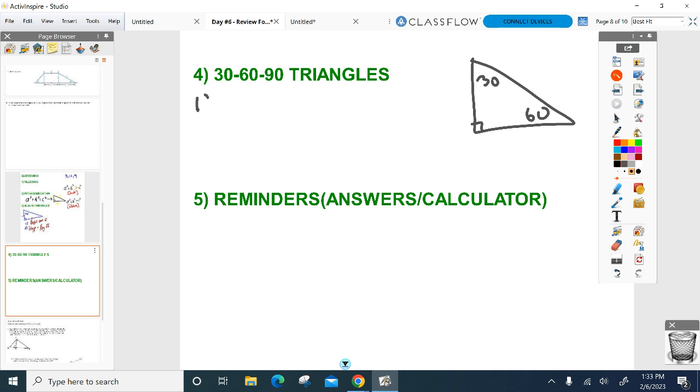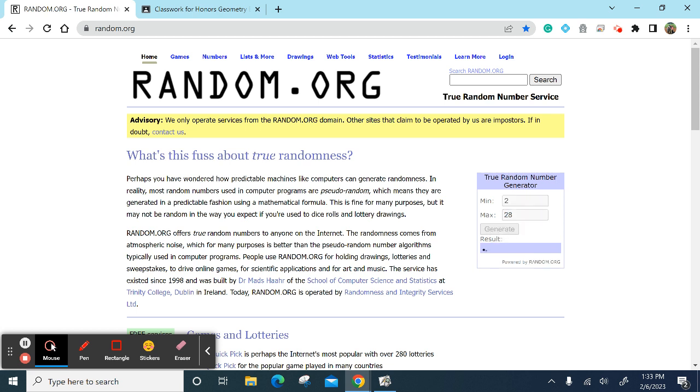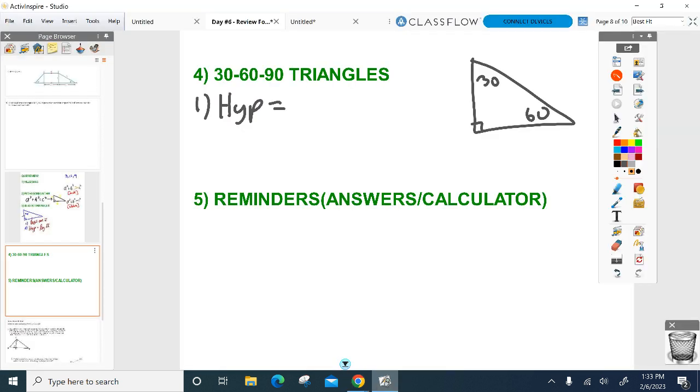Let me start with the hypotenuse. How do you find the hypotenuse in a 30-60-90? It's 2 times the smaller leg, 2 times SL. And where's the shorter leg located, John? Opposite of the small angle. Which would be?